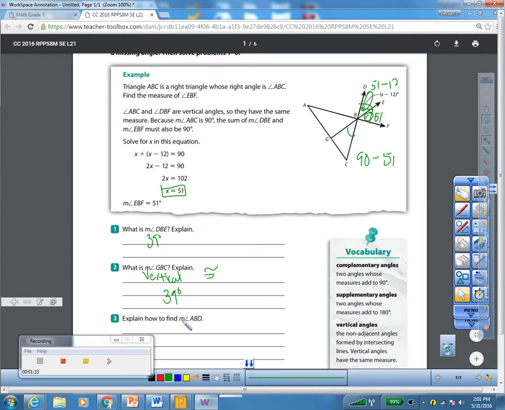Next, explain how to find angle ABD. If you look at it, you see this straight line. So we're looking at this angle here, plus this angle is going to be 180 degrees. But here's the cool thing. We already know that this is a 90. So we need another 90 degrees in order to make the full 180. So we would explain that that angle measure is 90 degrees, and you would say something about them being supplementary.